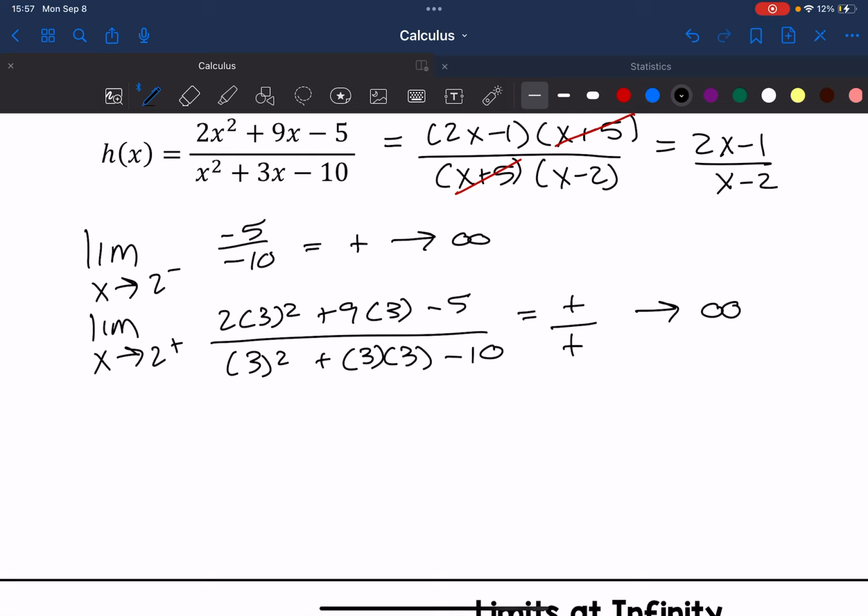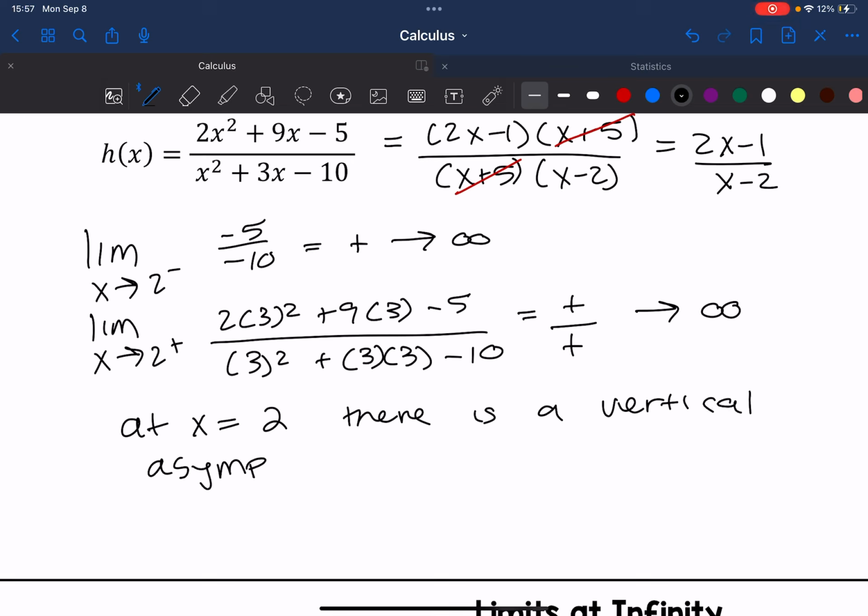Since my limit as x approaches 2 from the left and to the right are unbounded, then I know that at x equals 2, there is a vertical asymptote. And I proved that, or I justified that, by doing the left and right-sided limits. Okay, so that's infinite limits.